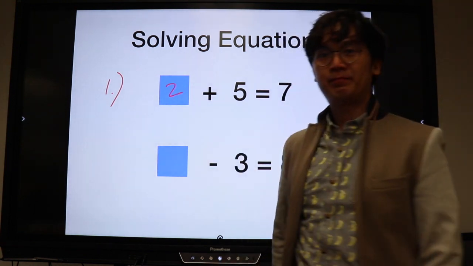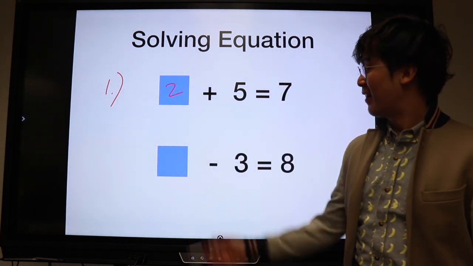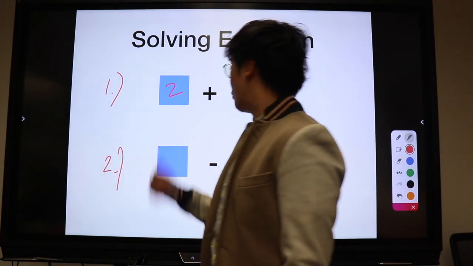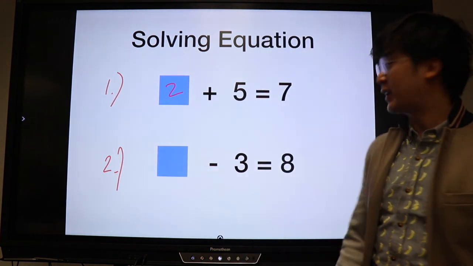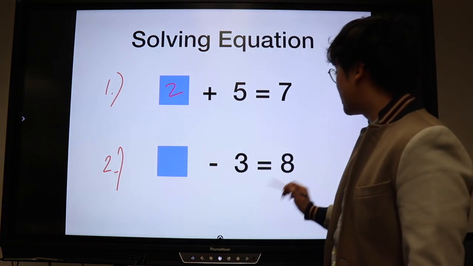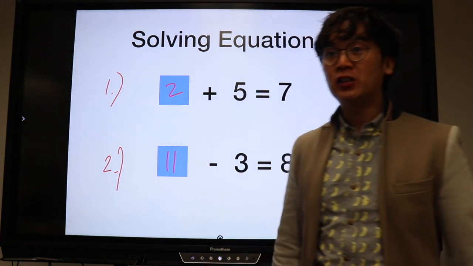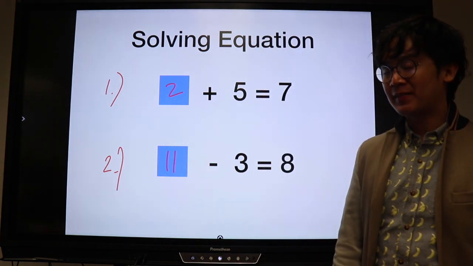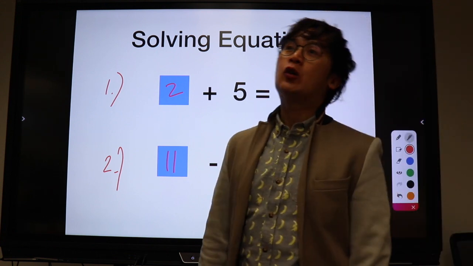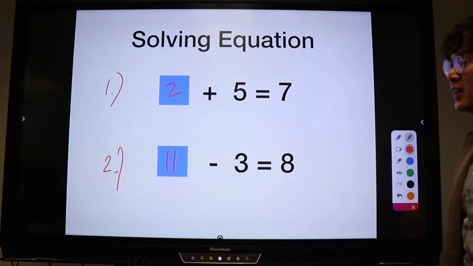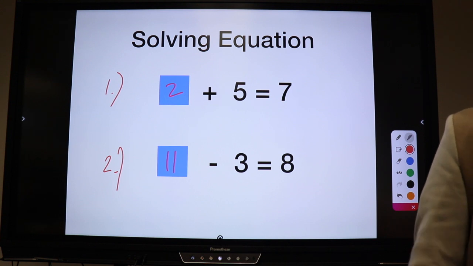2. Pretty basic, right? Therefore, for number 2, what is the number in the box so that we can have box minus 3 is equal to 8? 11? 11 minus 3 is equal to 8, right? Now, why am I showing you this? Because this is basically how algebra works.